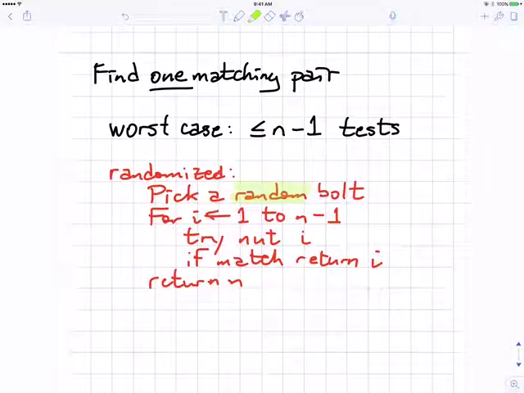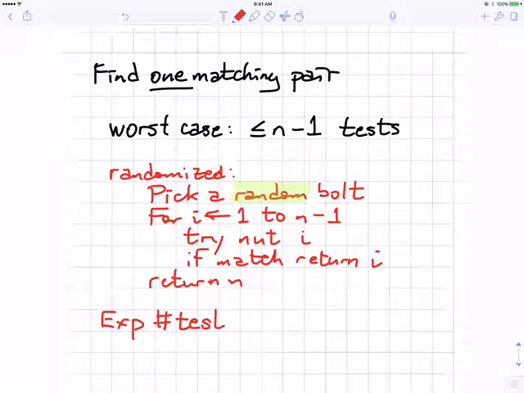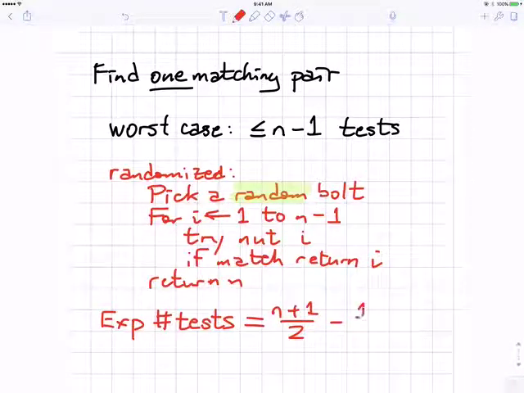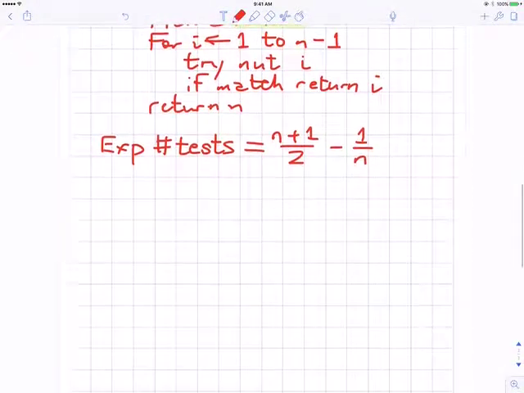So it turns out that the expected number of tests is exactly n plus 1 over 2 minus 1 over n. Okay, of course. So how do I actually see that?